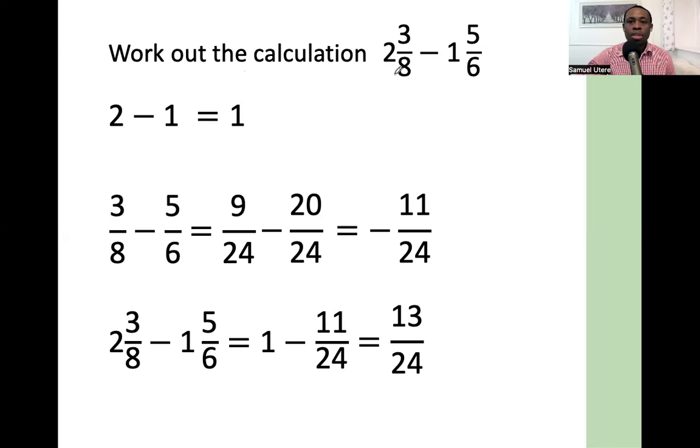But you could have done this differently. Remember the other method? So 8 times 2 is 16. 16 add 3 is 19. So you have 19 over 8 minus 6 times 1 is 6. Add 5 is 11, minus 11 over 6. And then we can change this to the common denominator of 24 by multiplying that by 3, that by 3, multiplying that by 4, and that by 4. If you use this method, you will get the same result.